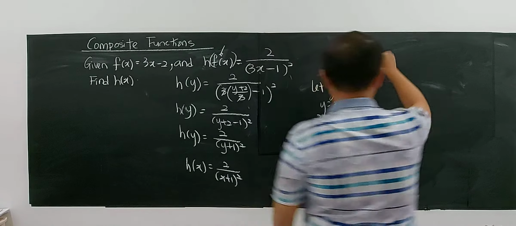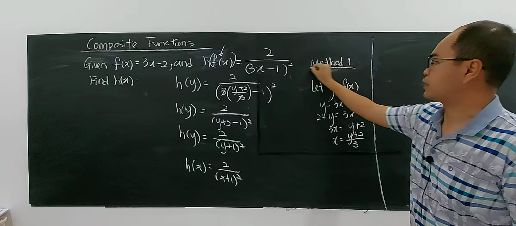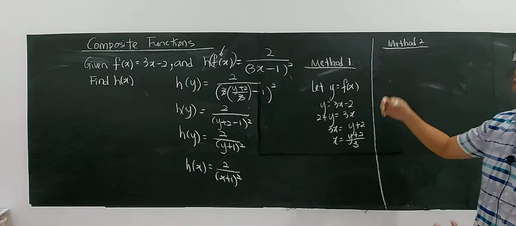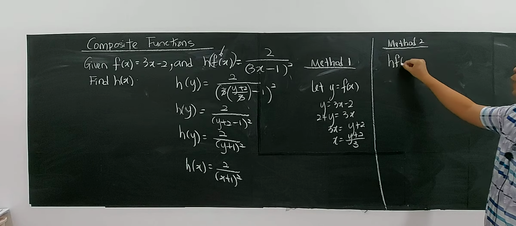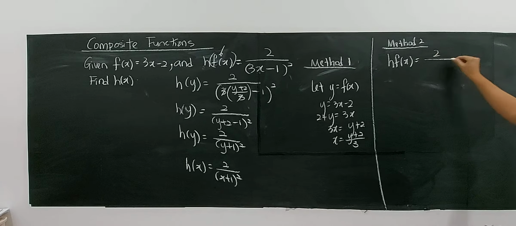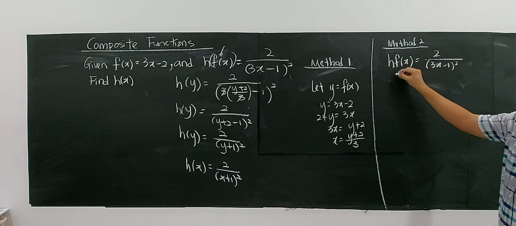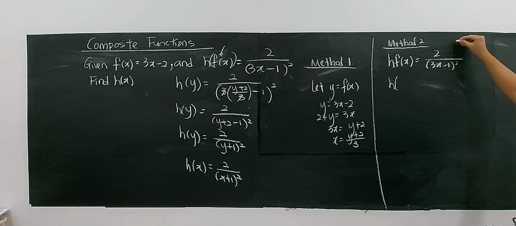Another way you can do this is... method 1 is the common way. To be safe, you always do method 1. Method 2 is for when the question is easy, when you can see the relation. See how I do it. h(f(x)) equals 2 over (3x minus 1) squared. As you know, for your f(x), you are still letting y equal f(x), which is 3x minus 2.